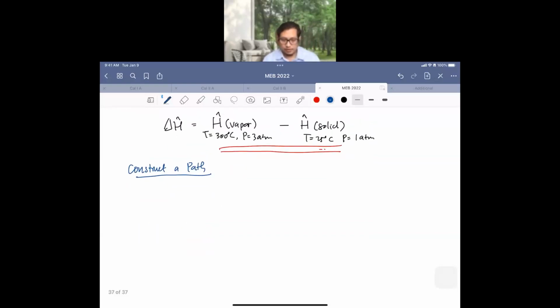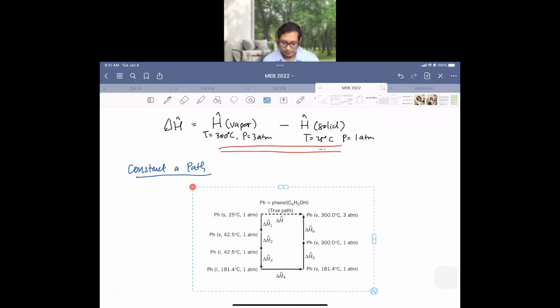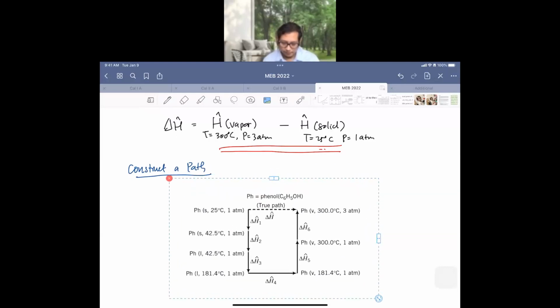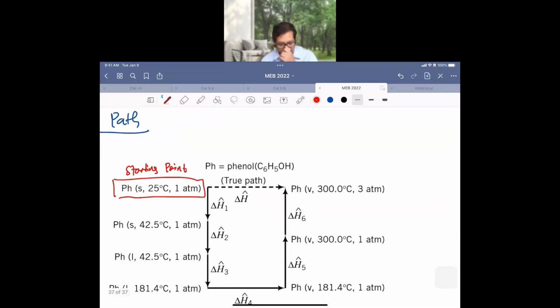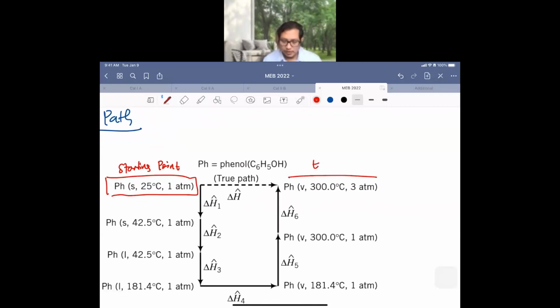Okay, let me just put my drawings from the textbook here. So phenol, okay, these are the conditions. So this is the starting point. Okay, and this will be the terminal point, or the end point, right?